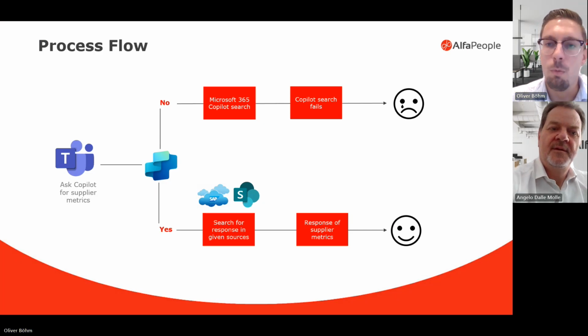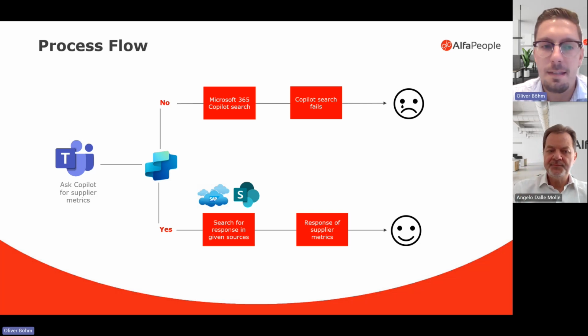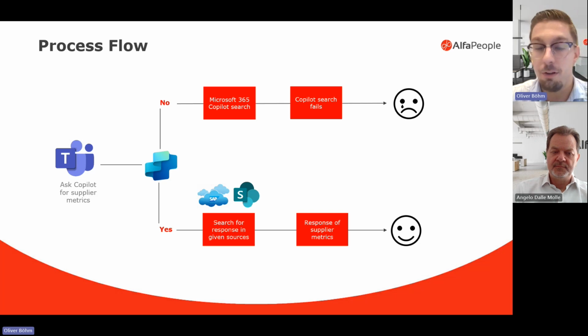So what we are going to see is that the user asks for some specific supplier metrics inside of Microsoft Teams, and the data actually lies inside of the ERP system. And there are two different things we're going to see in this process. First of all, without the use of Copilot Studio, the Microsoft 365 Copilot search fails, and basically our end user doesn't get the response he wanted about those specific supplier metrics.